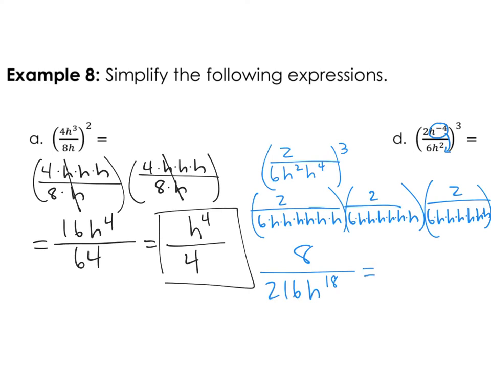Now, I want to see if I can simplify this fraction. 8 divided by 216. If I do that in my calculator, I get a 1 over 27. Now, in this one, I need that 1 on top to show that this is a fraction. So I'm going to leave that 1 where it is.